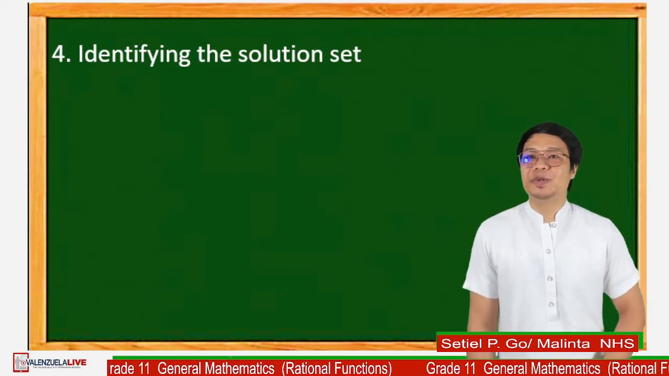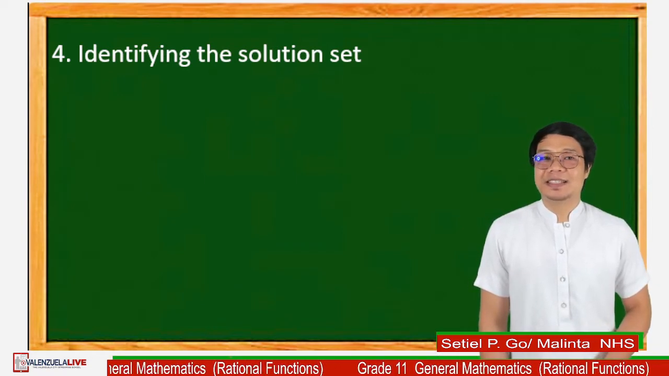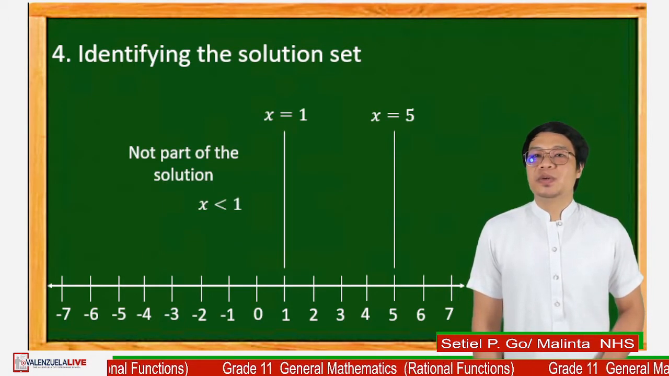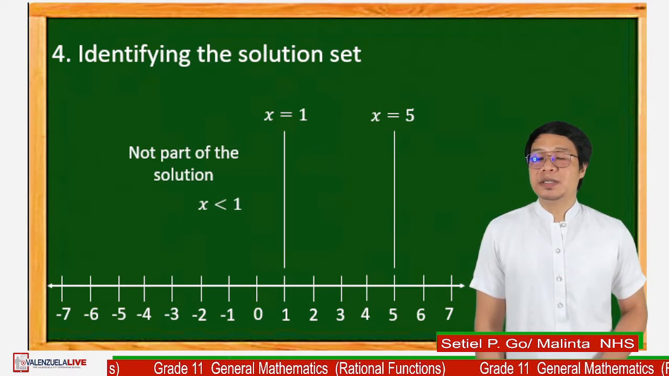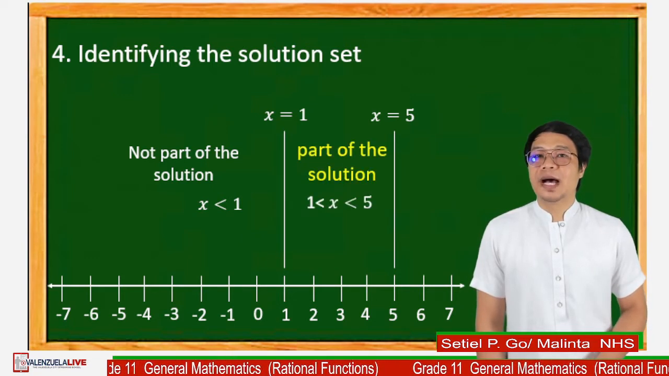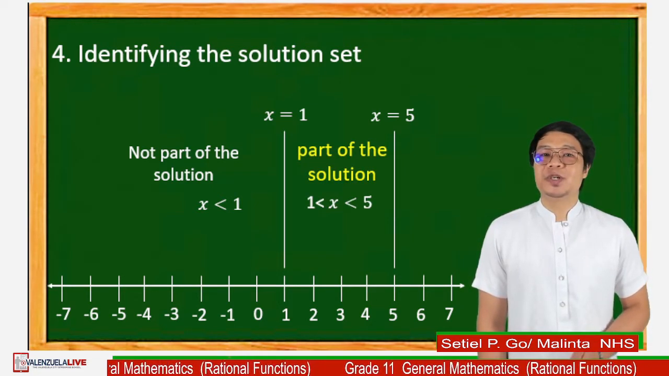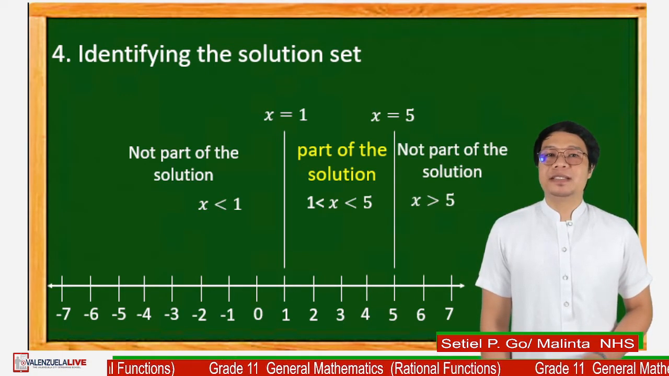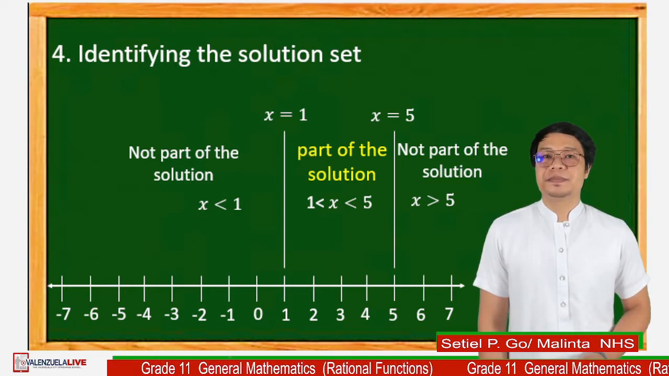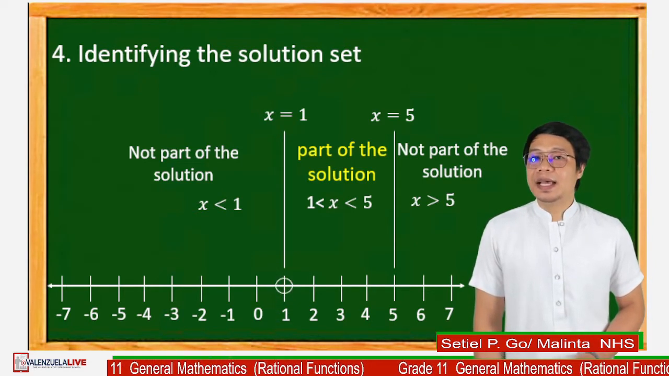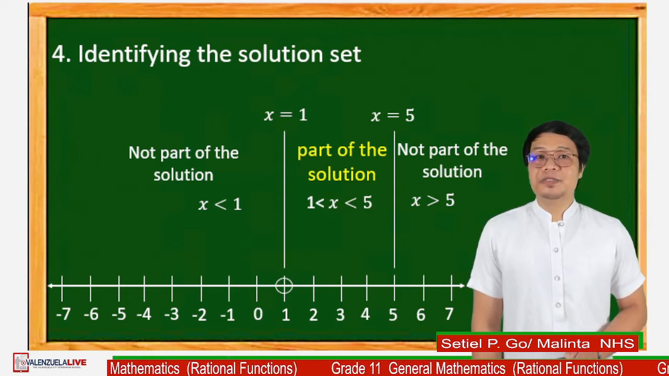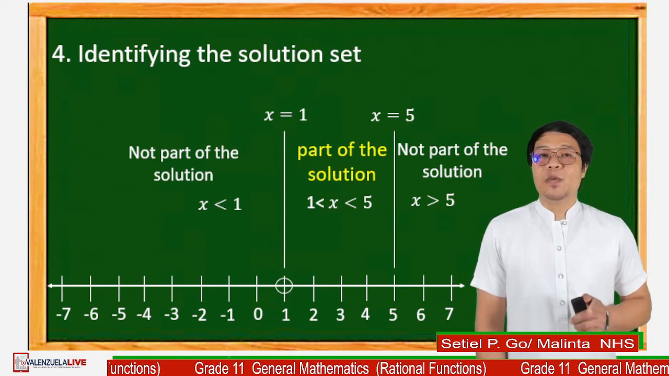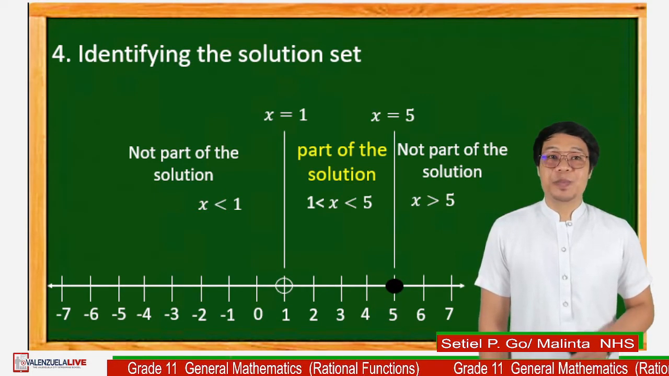Now, number 4 step will be identifying the solution set. From our previous solution, this part will not be part of the solution, wherein x is less than 1. Now, in this portion, it's part of the solution since we come up with a true statement. And this part is still not part of the solution. And from the critical points, x is equal to 1 is not part of the solution since it will not satisfy the rational inequality, while x is equal to 5 is part of the solution.